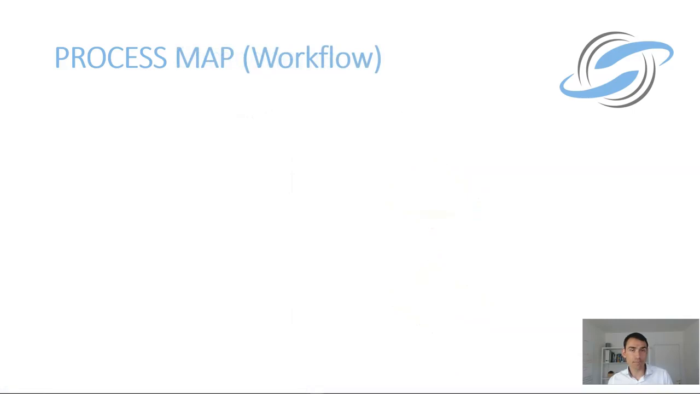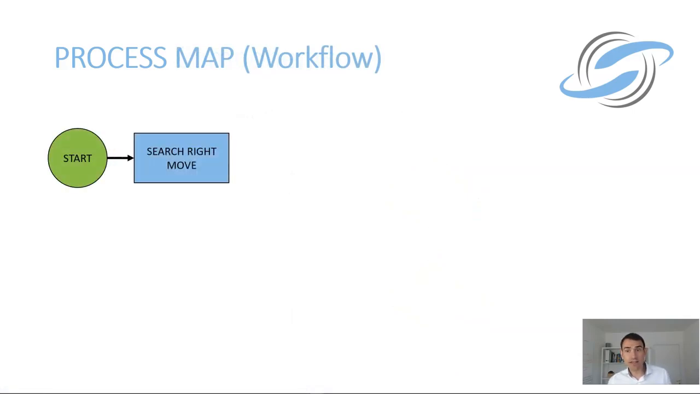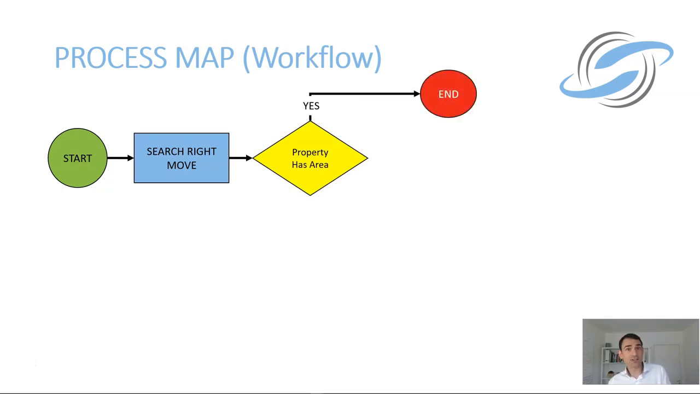So here is the flowchart. We have a start point. The next thing is we do some things, the action: search Rightmove. We then have a question to ask, a decision: has the property got an area? If it has, that's us done, because we've got the sold price and the property area. So we've got all the information we need. We can then figure out the price per square foot and we're done for that property, and move on to the next property.